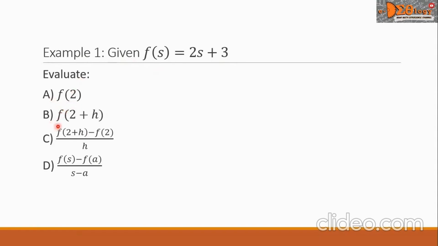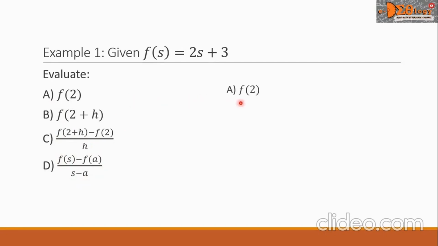Letter b, f of 2 plus h. Letter c, a fraction whose numerator is the difference of f of 2 plus h minus f of 2, all over h. Letter D, another fraction whose numerator is the difference of f of s minus f of a, all over s minus a. Let's begin with letter A.